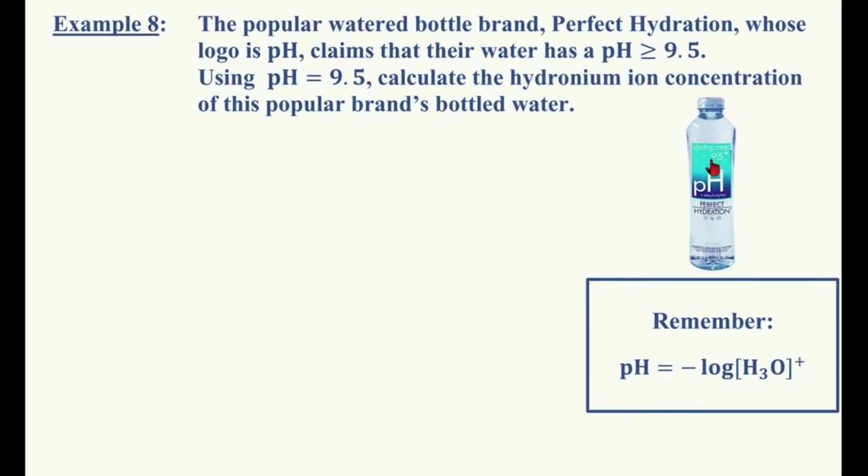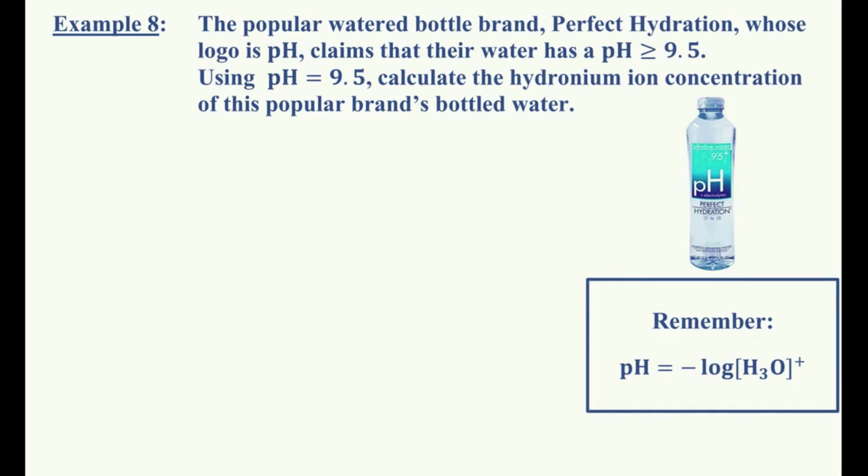So notice that they claim that the pH of their water is, when they put 9.5 plus, that means greater than or equal to 9.5. So if we just assume that it's 9.5, let's go ahead and calculate the hydronium ion concentration of this particular popular brand of water. So here's the formula.